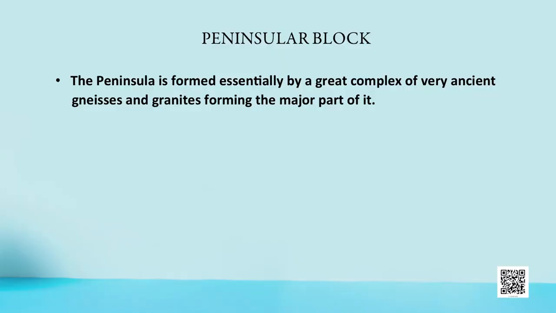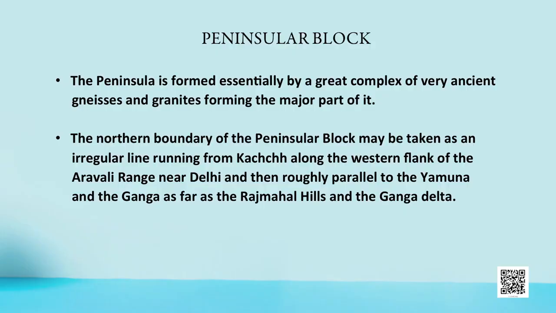The Peninsular India or the Peninsular Block is formed essentially by a great complex of very ancient gneisses and granites forming the major parts of it. Granite and gneisses are the old rocks, old metamorphic and igneous rocks. The northern boundary of the Peninsular Block may be taken as an irregular line running from Kutch along the western flank of the Aravalli range near Delhi and then roughly parallel to the Yamuna and the Ganga as far as Rajmahal Hills and the Ganga Delta.